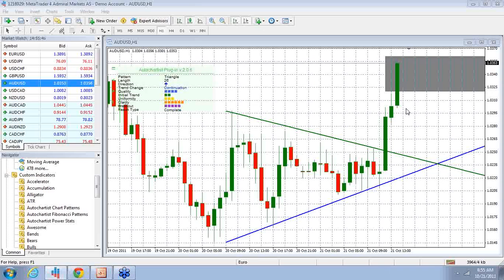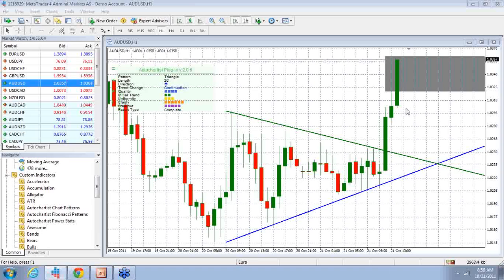Can you combine Autochartist pattern recognition with EAs? Not familiar with that, but I would think that if EAs is a price program and Autochartist is a pattern program, then you can combine them.